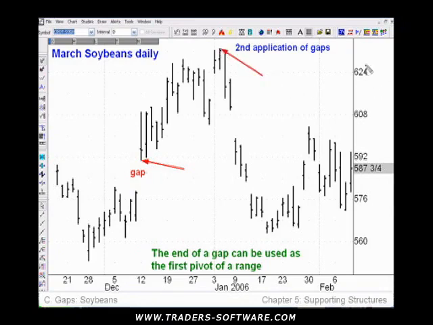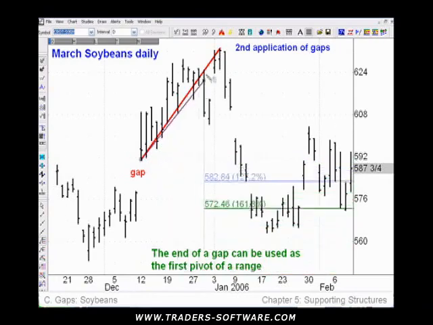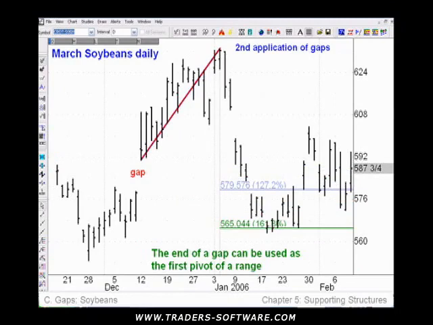Here is the second and natural pivot. So here is a range that can be used. Let's draw single-sided extensions. So we go from this low to this high. As you can see, price action bounces after hitting the 1.618 single-sided extension.